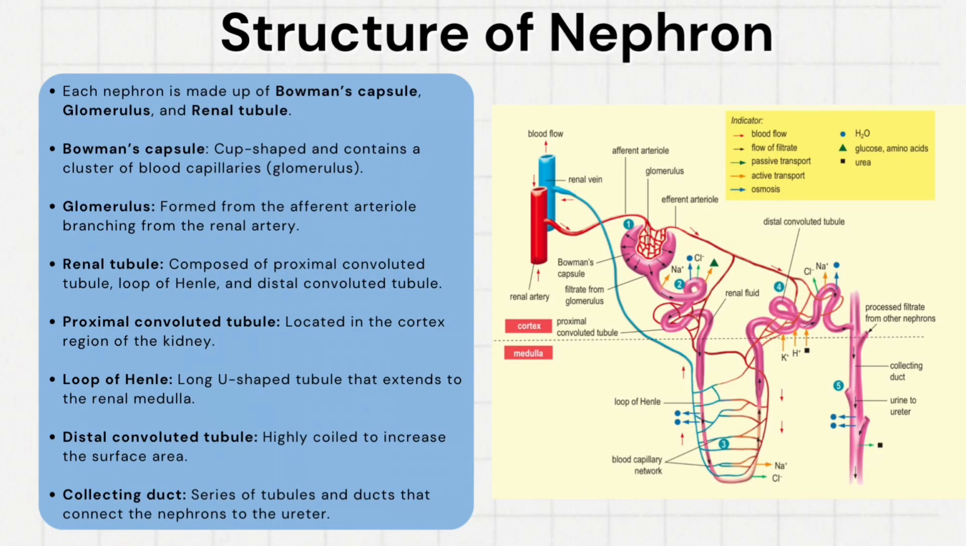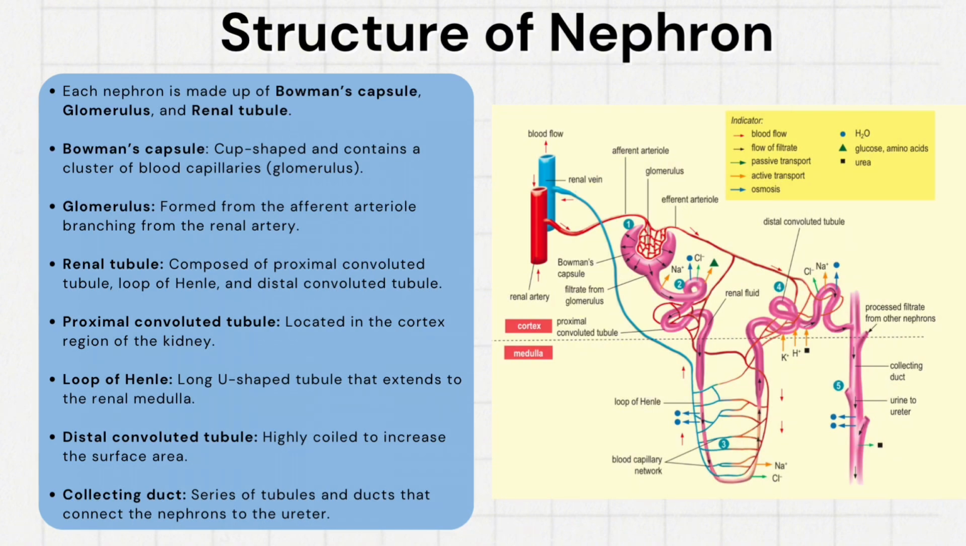Each nephron consists of Bowman's capsule, glomerulus, and renal tubule. Bowman's capsule is a cup shape that contains the glomerulus. The glomerulus is a cluster of blood capillaries formed from the afferent arteriole. Its primary function is filtration of blood. The renal tubule is composed of the proximal convoluted tubule, loop of Henle, and distal convoluted tubule.